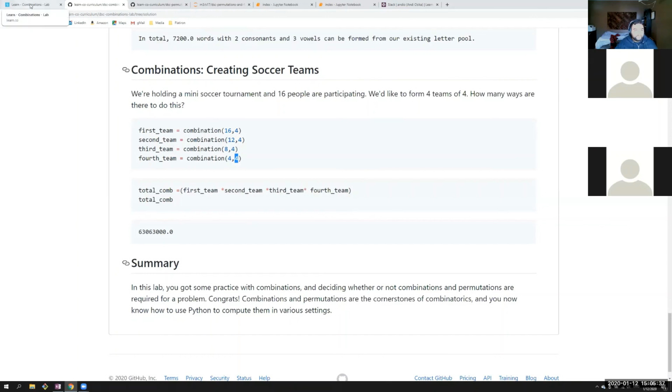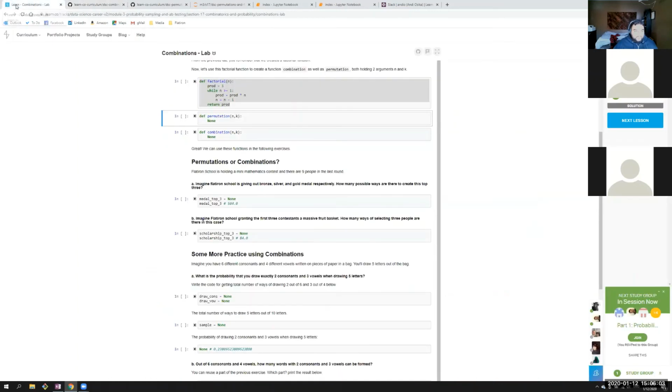Straightforward when they give it to you, but not when you have to figure it out. That's very true. That's tricky, right? Because you'd have to bear in mind that if you're trying to form teams of 4, each time the pool that you draw from goes down, and then you have to multiply them out. Next lab.